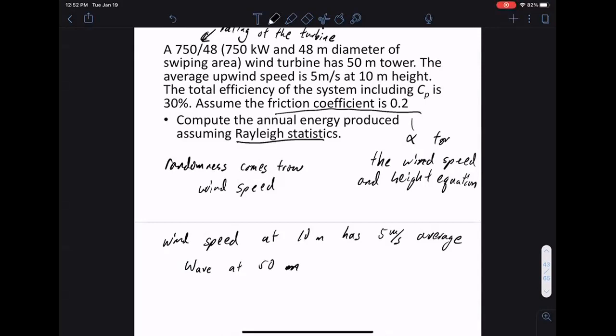Right, so we measure 10 meters high. We have 5 meters per second average speed. So I need to know what the average speed is at the hop height. Okay, at the hop height of 50 meters.